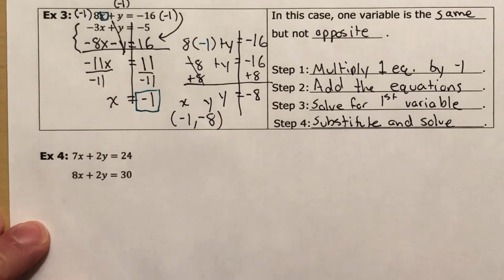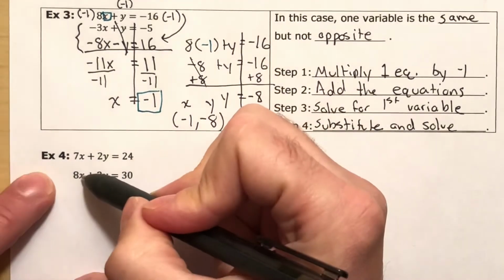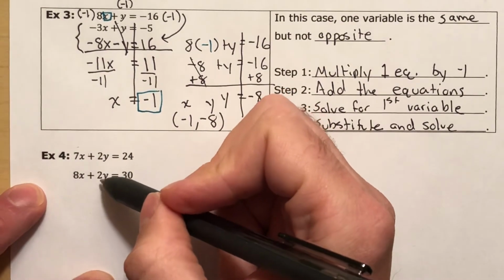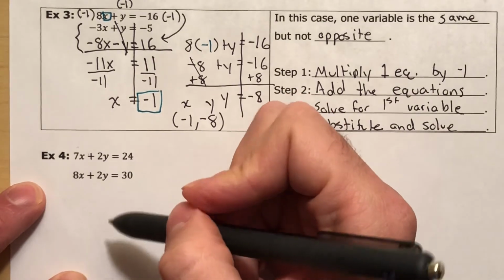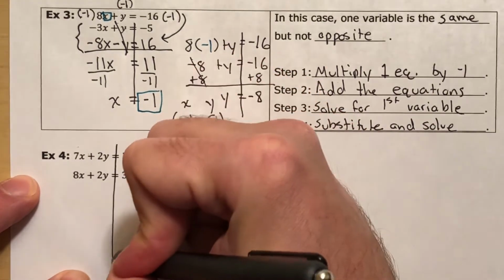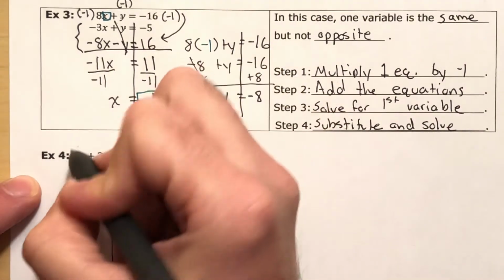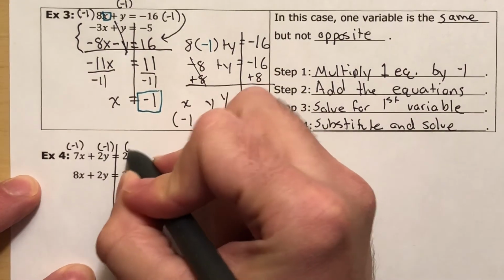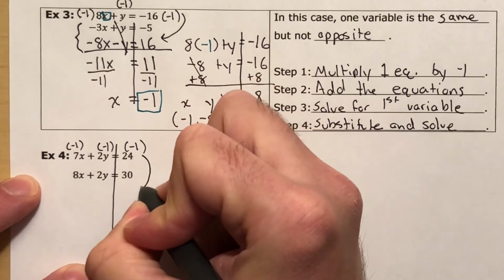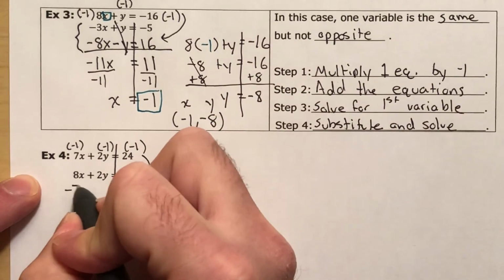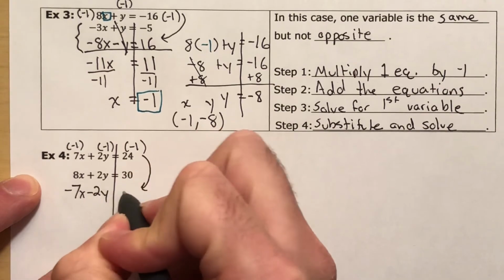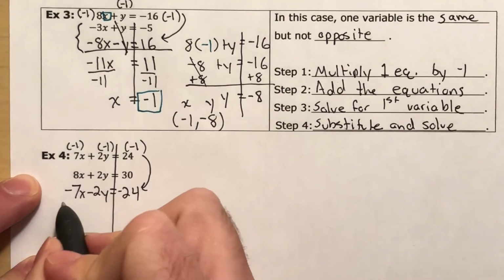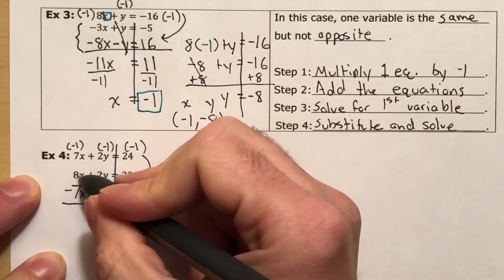All right, let's do one more example. So the coefficients of x are different values. The coefficients of y are the same value, but they're not opposite. So let's multiply one of those equations by negative 1. I'm going to pick the top. And then when we multiply, we get negative 7x minus 2y equals negative 24. Then we add them together.